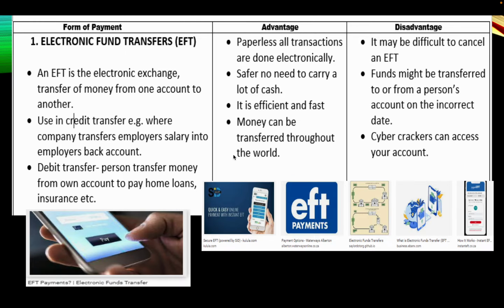Electronic fund transfer, everything done on the phone electronically. It is used to pay company employees or to pay off your debts. Advantages: it is faster, money can be transferred all over the world, it's safer when you are carrying a lot of money, and it is electronic, paperless. Disadvantages: it might be difficult to cancel once you have made the payment, the money may reflect on another day instead of reflecting now. Cyber trackers can hack your account. We are done with this one.